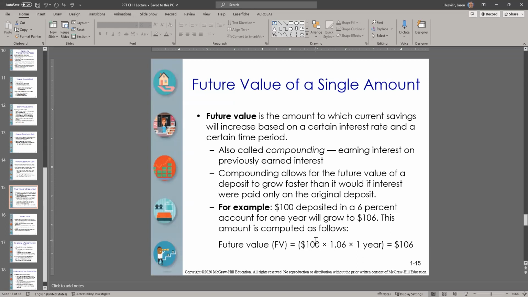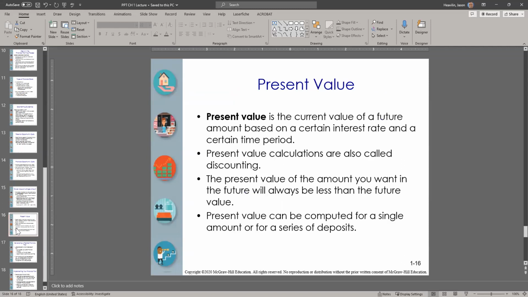So you can either say, I have this much money at this interest, how much will I have in the future? Or you can say, I want this much in the future, and I'm going to earn this interest, how much money do I need to put in today? How much is it worth today? That's what present value does. It is the reverse of future value.